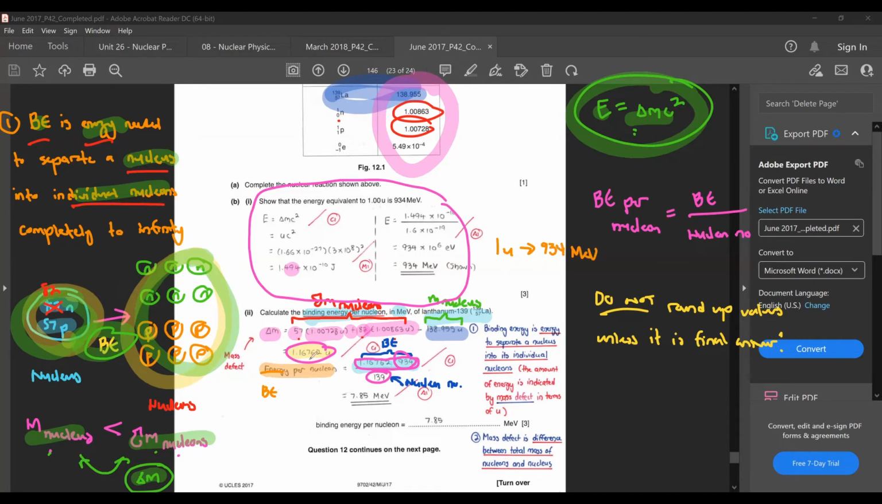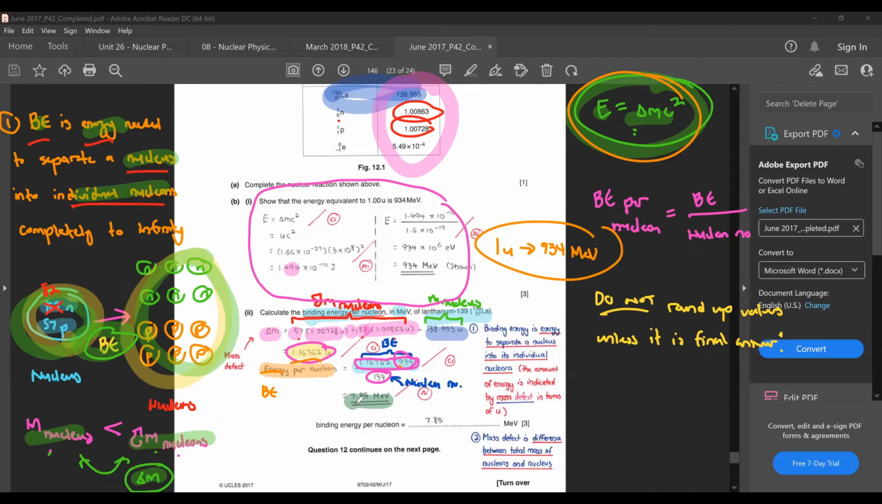So if your mass defect is 1.16762 u, you just multiply with 934, and you're going to get the corresponding energy for that mass. You're not going to be using E equals delta m c squared here. You don't use it directly because you have already found the energy equivalent to 1 u in the first place. So it's 1.1672 times 934 divided by 139. You're going to get the binding energy per nucleon as 7.85 MeV.